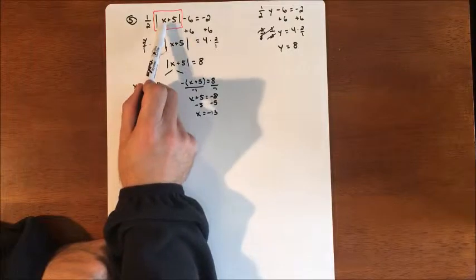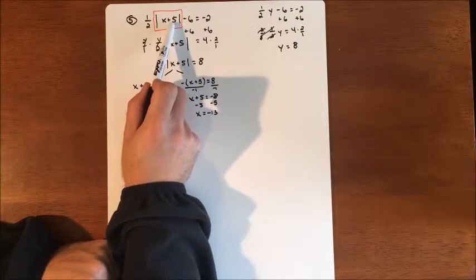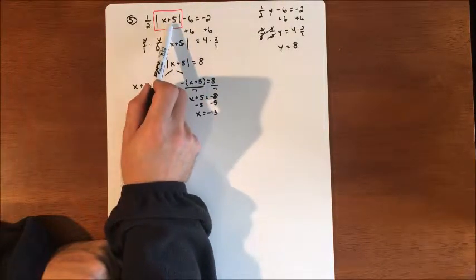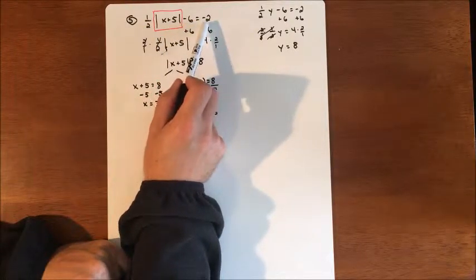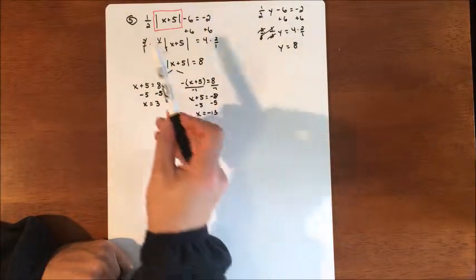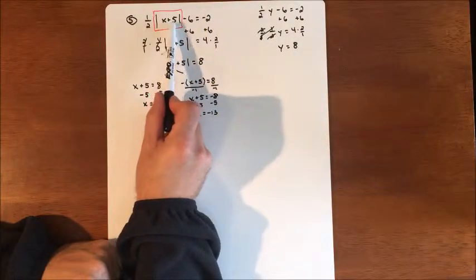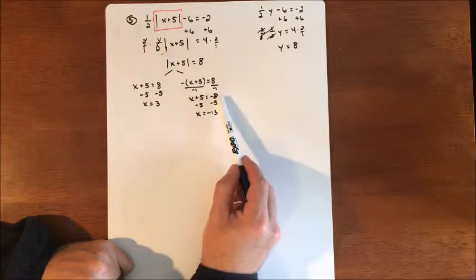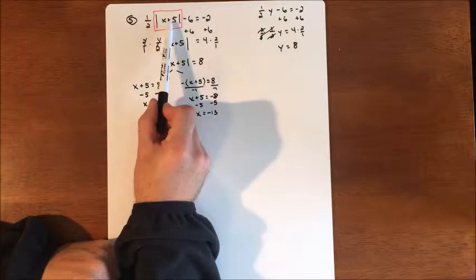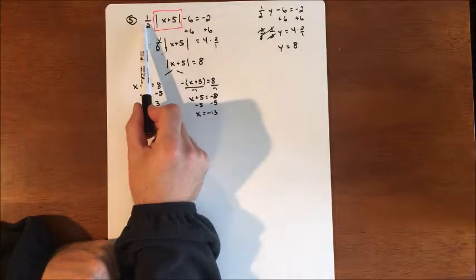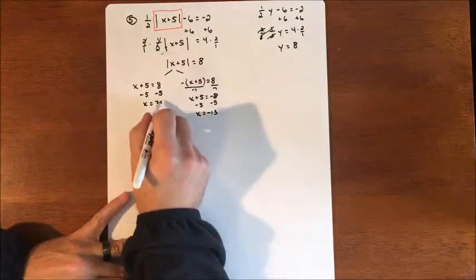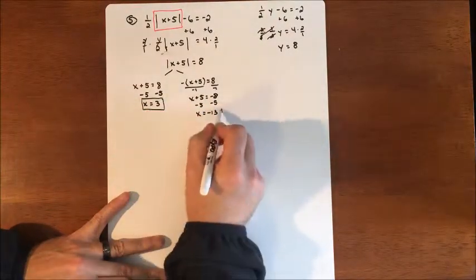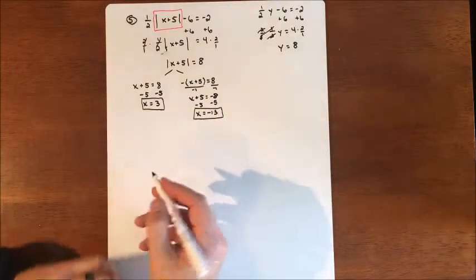So if we plug 3 into this, 3 plus 5 would equal 8. The absolute value of 8 is 8. Half of that is 4. And 4 minus 6 would equal negative 2. If we plug negative 13 in, negative 13 plus 5 adds up to negative 8, which is what it was set equal to. And half, the absolute value of negative 8 is positive 8. Half of positive 8 is 4. 4 minus 6 would equal negative 2. So 3 and negative 13 work.